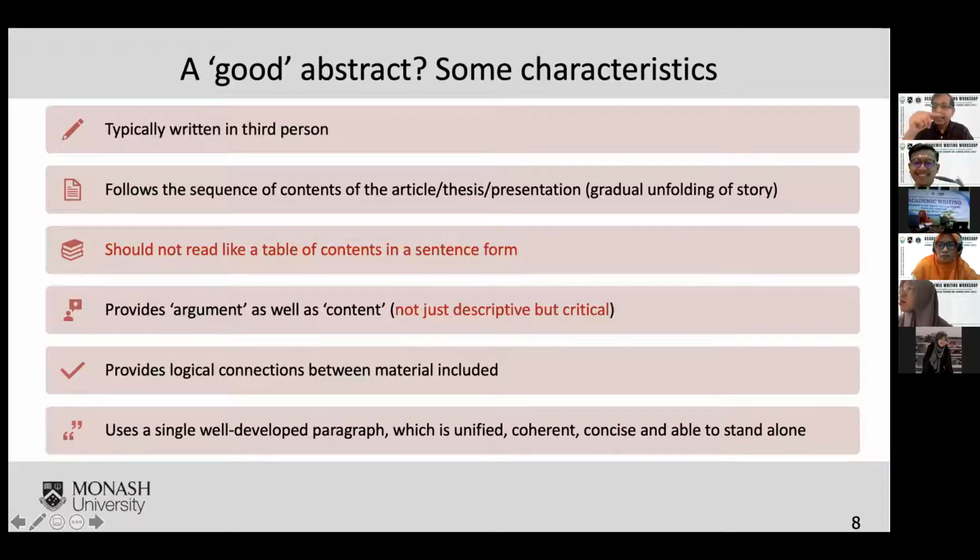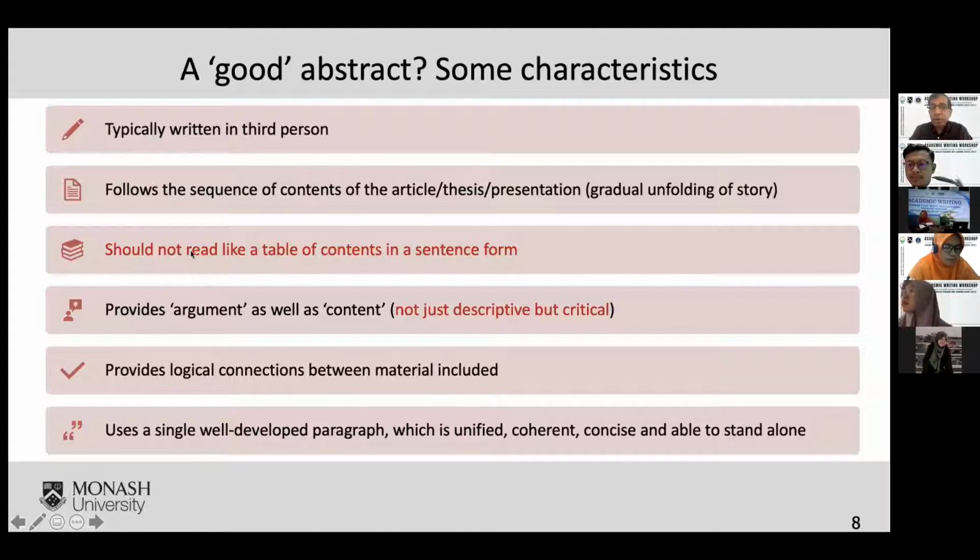So these are some of the main features of writing an abstract. It's typically written in third person. So in the actual article, you can use first person: I said, I thought, I found out, no problem. But in the abstract, third person, it follows the sequence of contents of the article itself. What is the sequence? I will show you in another slide, the different parts.